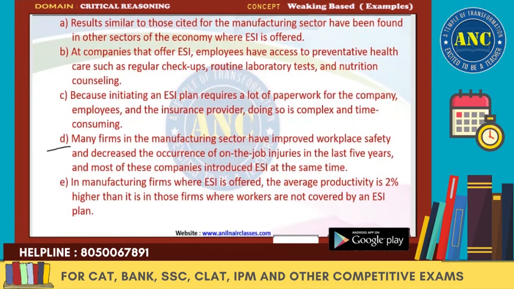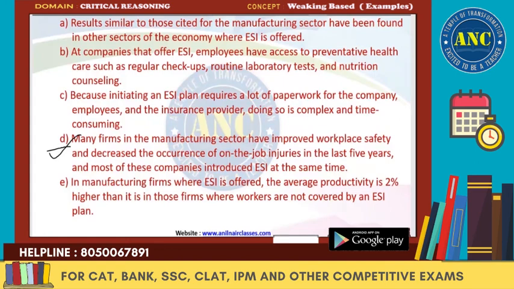Look at option D. Many firms in the manufacturing sector have improved workplace safety and decreased the occurrence of on-the-job injuries in the last 5 years. And most of these companies introduced ESI at the same time. If there are fewer on-the-job injuries, then workers will miss fewer days of work. And this is an alternate explanation for the decrease in absenteeism, and hence weakens the argument that the decrease in absenteeism must have been due to the availability of ESI. Hence, option D.